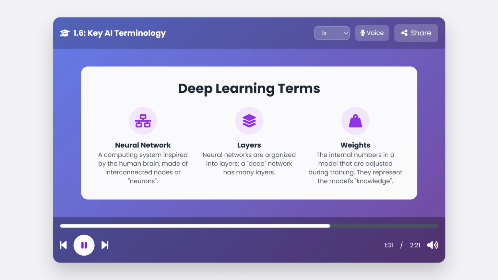When we talk about deep learning, you'll hear these terms. A neural network is a type of model inspired by the web of neurons in the human brain. These networks are organized into layers. A shallow network might have a few layers, but a deep network has many, allowing it to learn very complex patterns. The weights are all the internal numbers in the model that get tweaked and adjusted during training. They essentially represent the knowledge the model has learned.